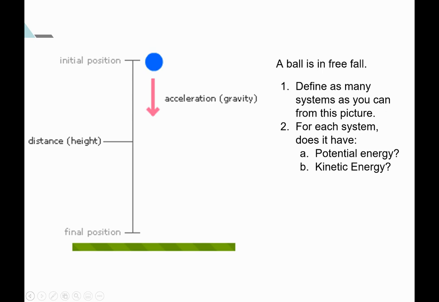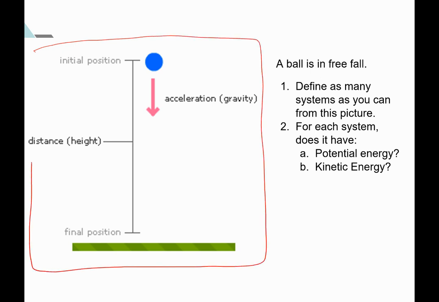But then if you define your system as the ball-ground system, so the entire thing is your system, now all of a sudden you have a gravitational potential energy up here, and then down here you're going to end up having a final kinetic energy.